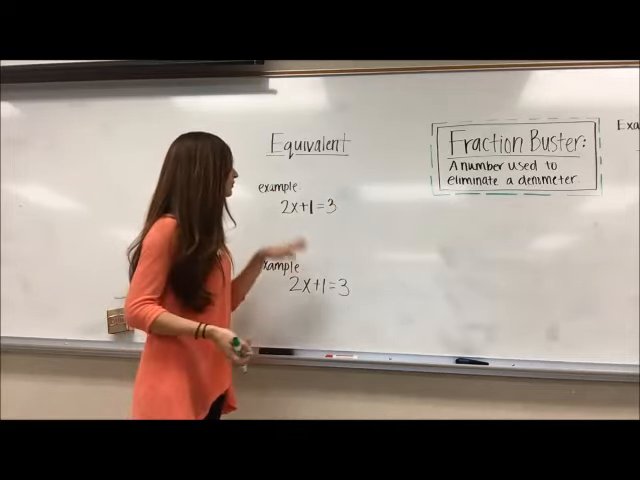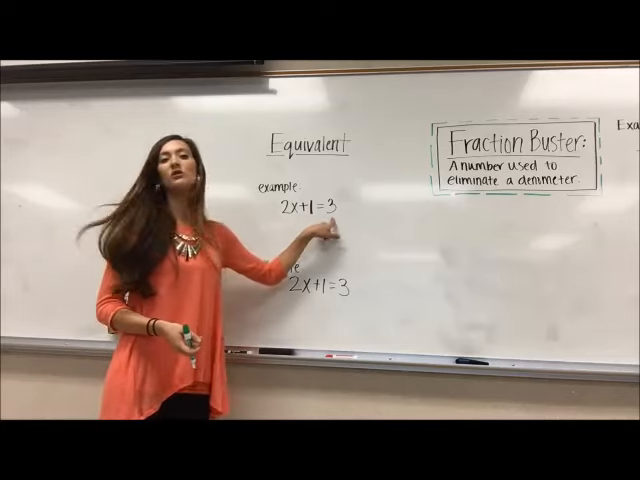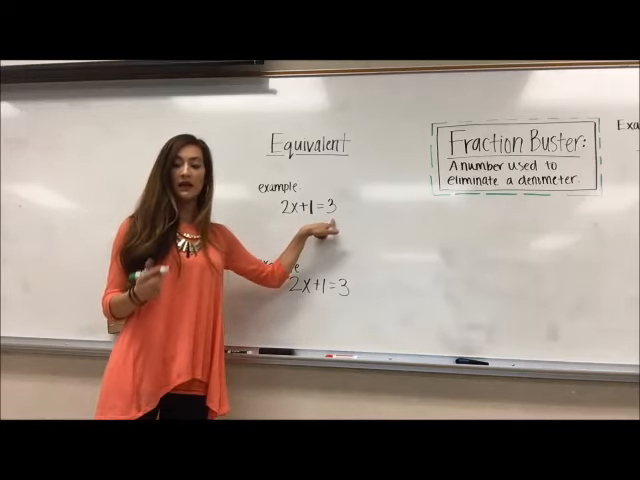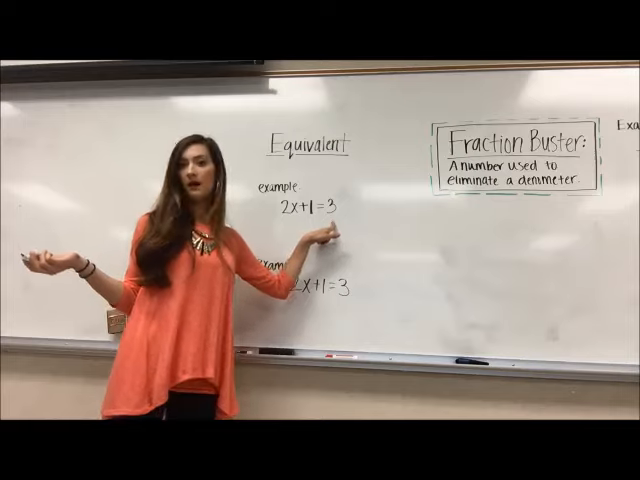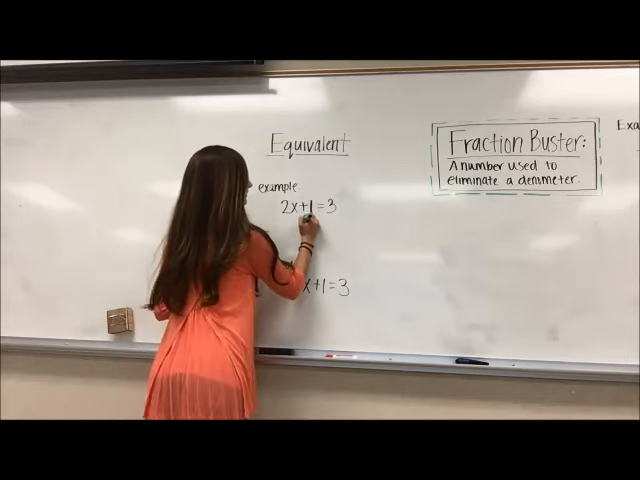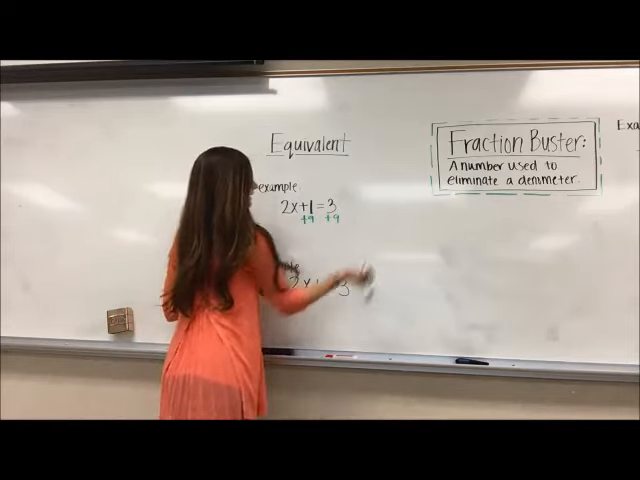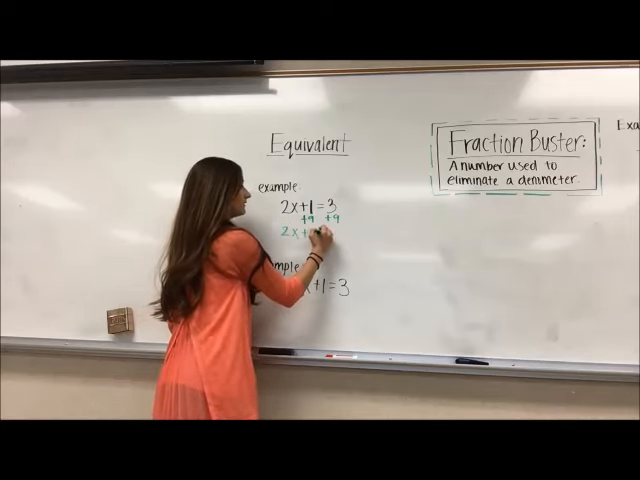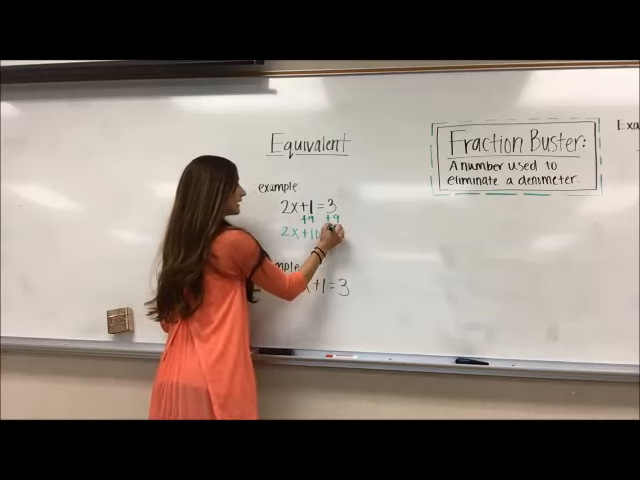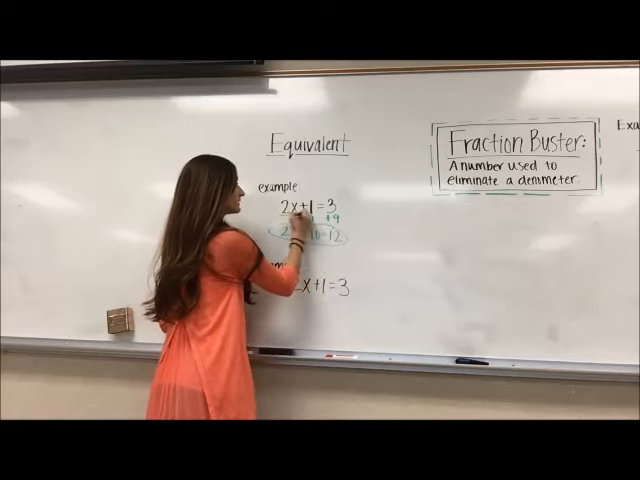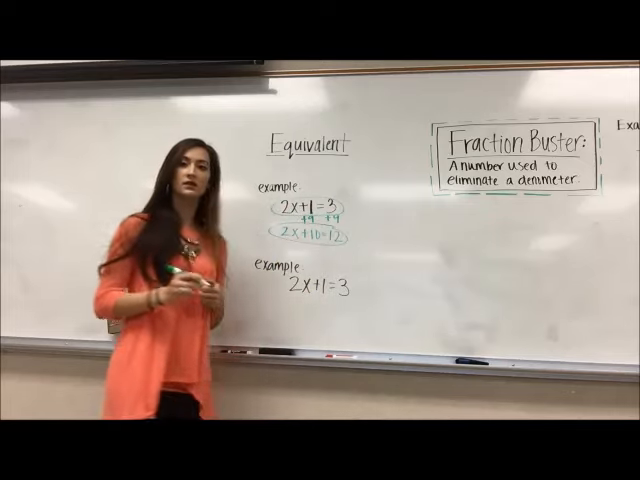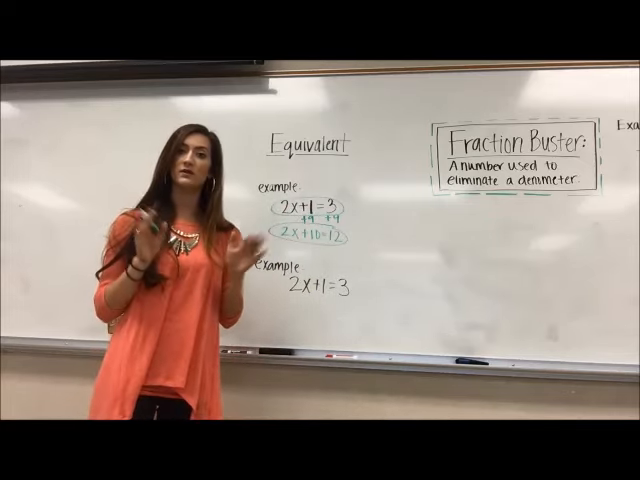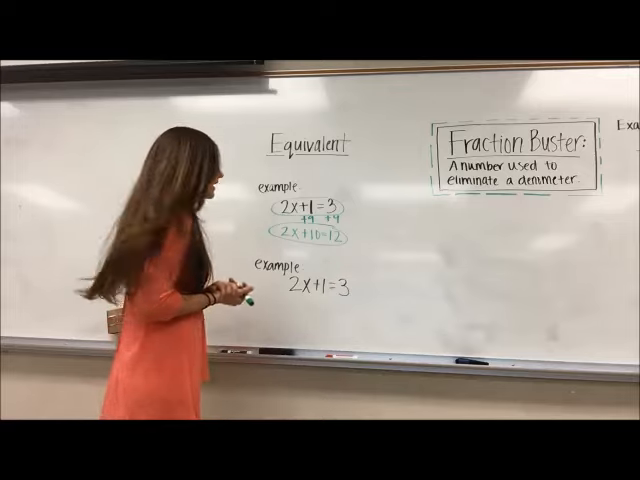So for example, we can take this equation 2x plus 1 equals 3, and we can add, let's say, 9 to both sides. That would give us 2x plus 10 equals 12. And this equation is equivalent to the original equation because we did the same thing to both sides.